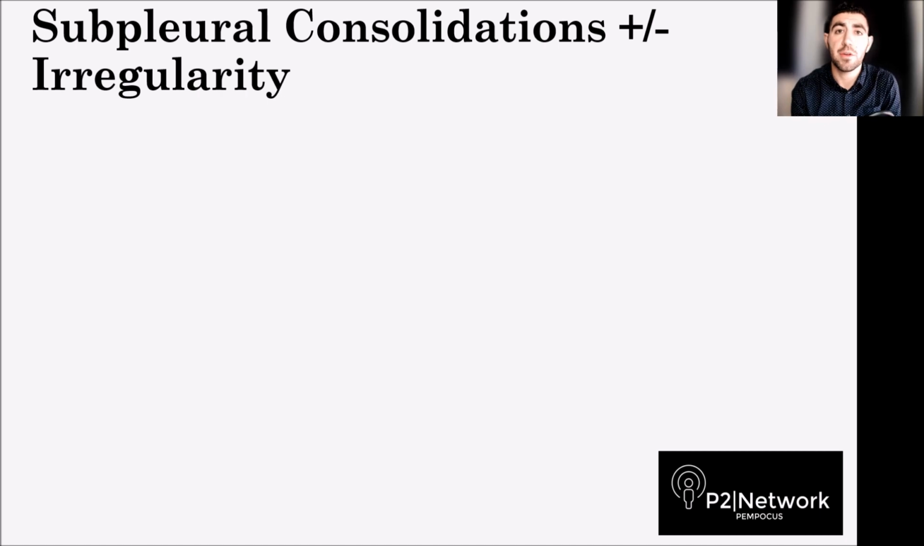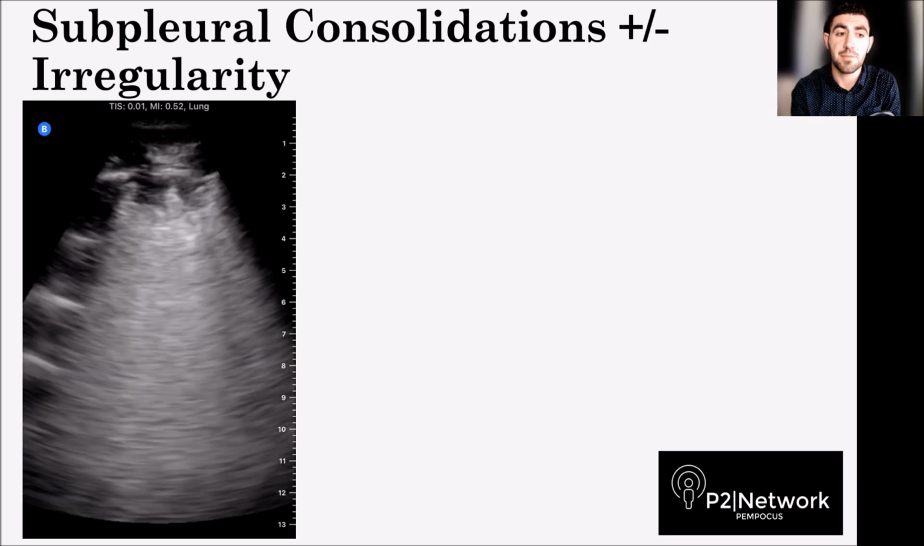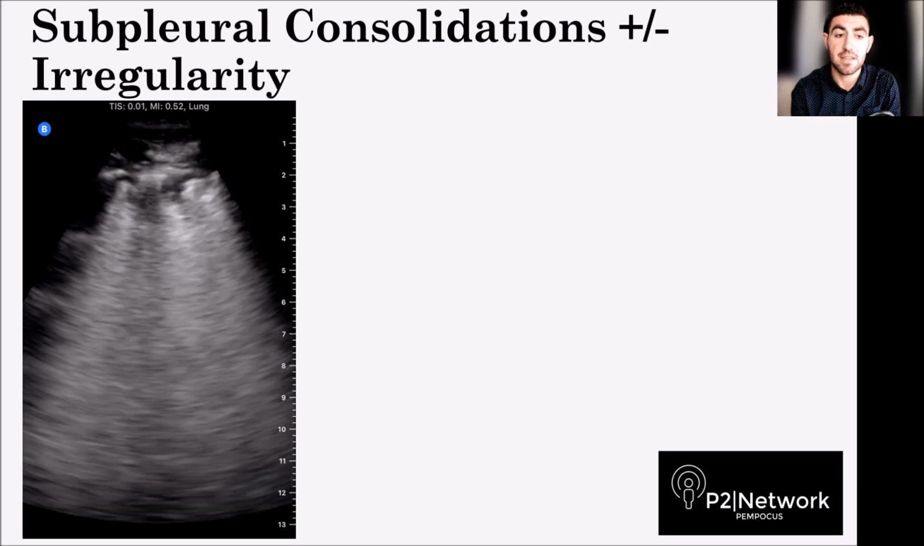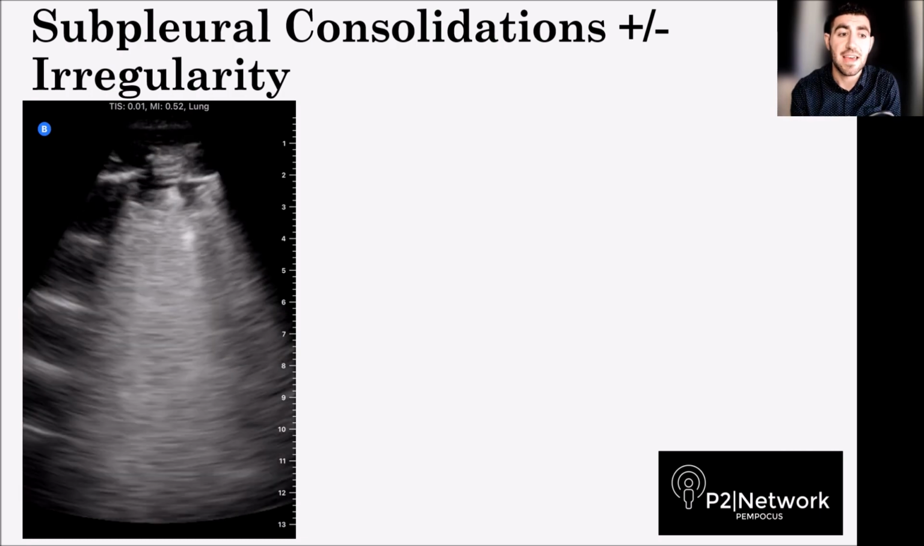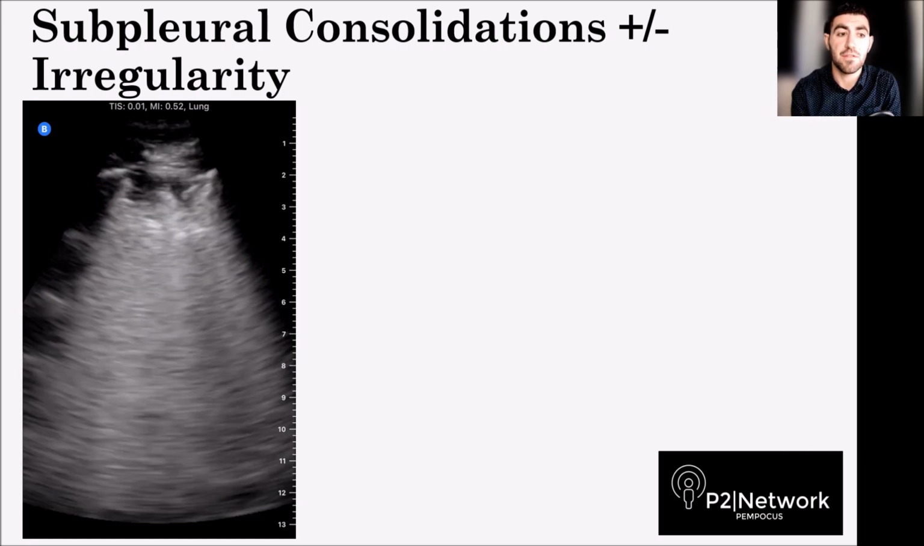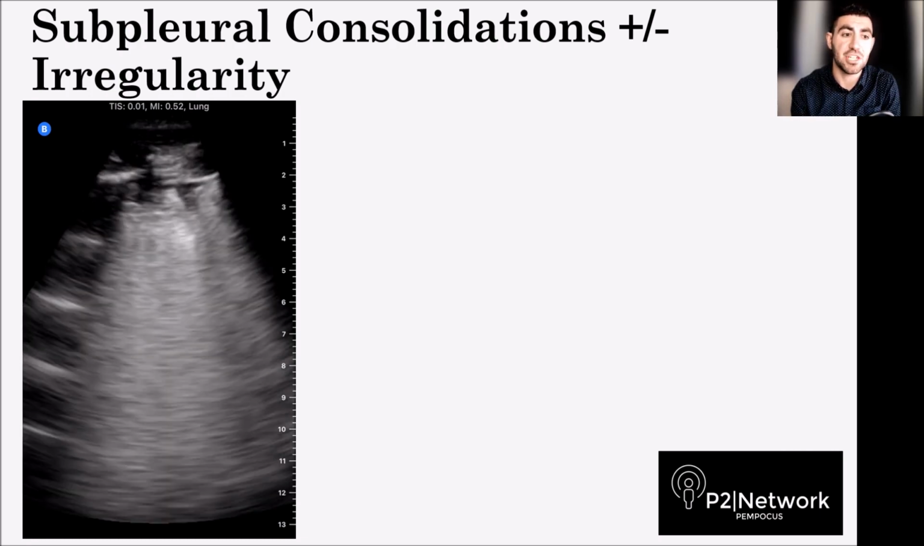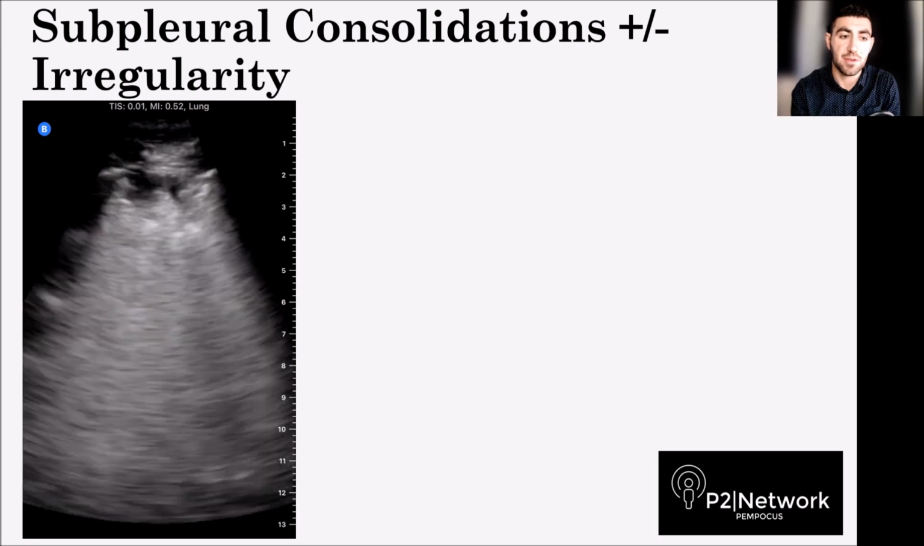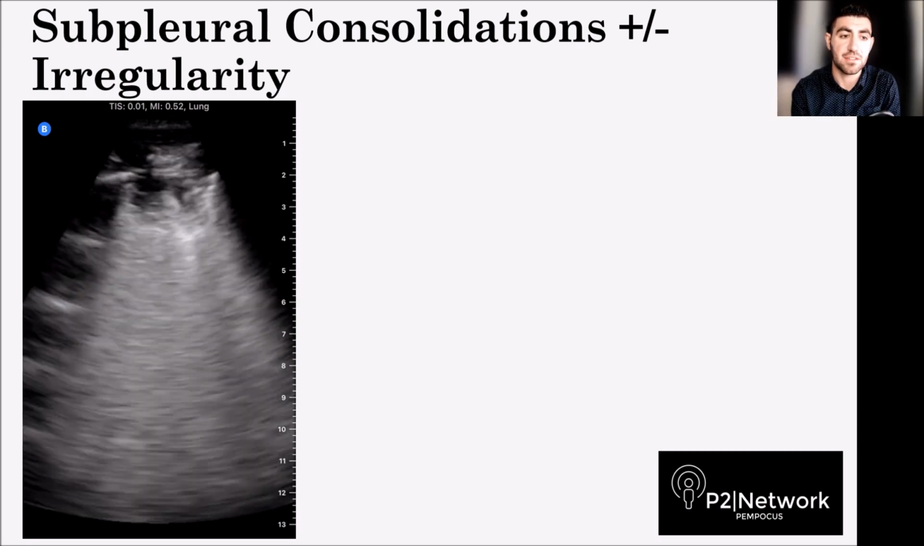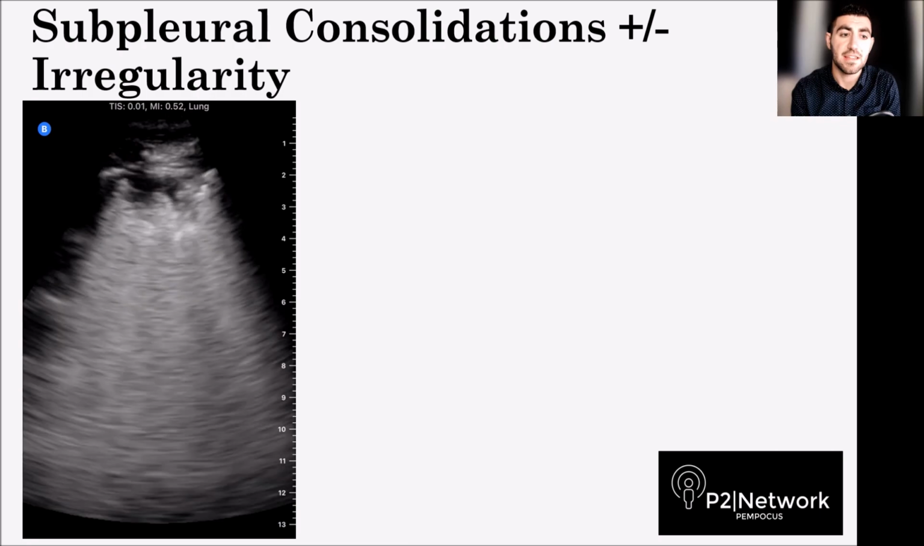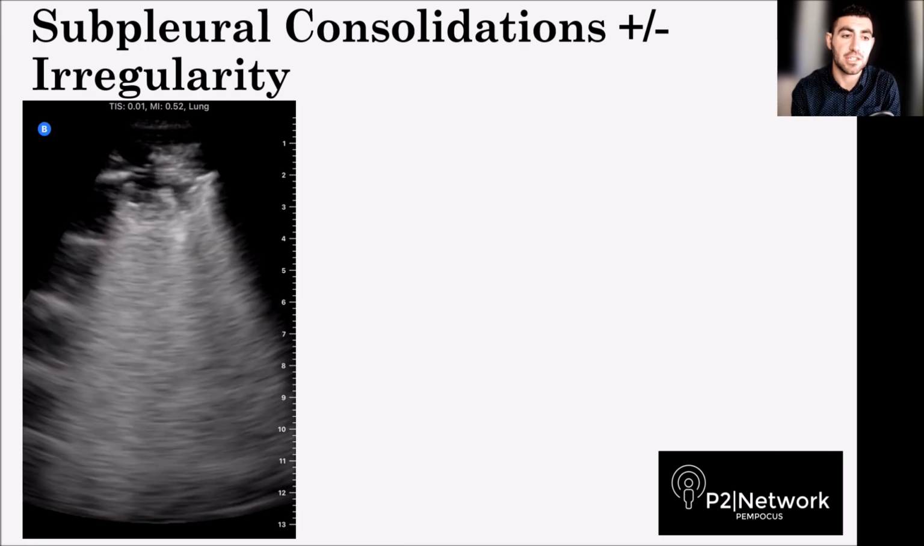Once you evaluate it for sliding, you can look for other things like subpleural consolidations or irregularity. So here's an example. This is actually an embolus. This is septic from a patient with endocarditis. And we see this interruption of the pleural line, and we get this differentiation of tissue. This is somewhat of a shred sign, we call this, where it kind of wraps around, where you have this hypoechoic or darker collection that's near the pleura.